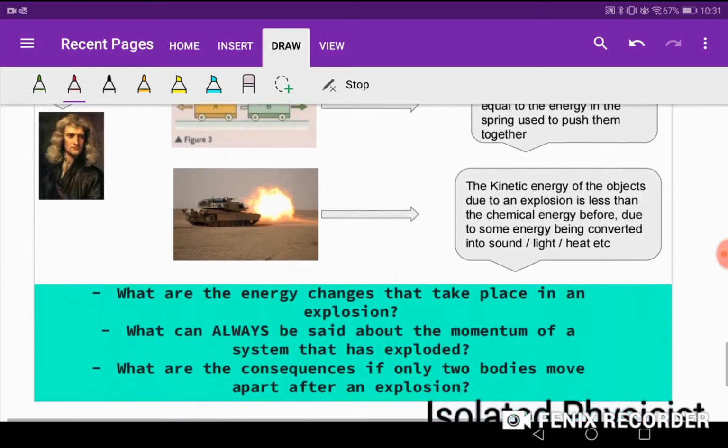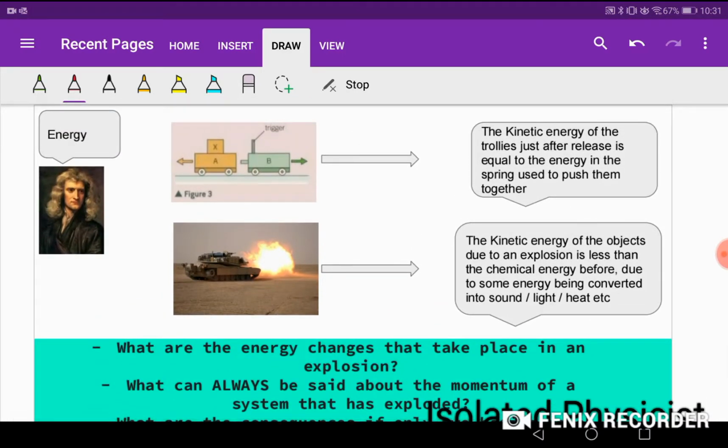Now let's talk a little bit about the energy conservation here. There are a few ways that we can model explosions in the lab. I'm not going to fire a gun. What we could do is get these trucks with these springs on the end, and you push them together and then you let them go. This is quite a good model for conservation of energy, because the kinetic energy of the trolleys just after the release would be almost exactly equal to the energy that's stored in the springs used to compress them and push them together.